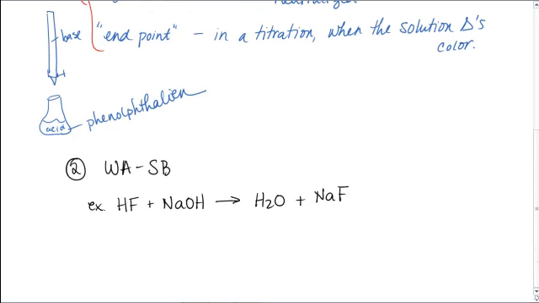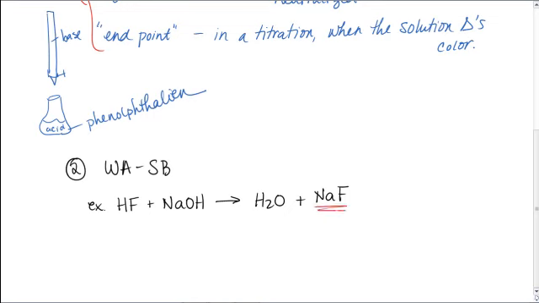This one is not neutral at the equivalence point. Why not? Why is it not neutral at the equivalence point? Matt? Not all the HF associates. Well, all the HF will be used up at the equivalence point. There actually won't be any HF or NaOH in there, because that's what the equivalence point means. Sagar?